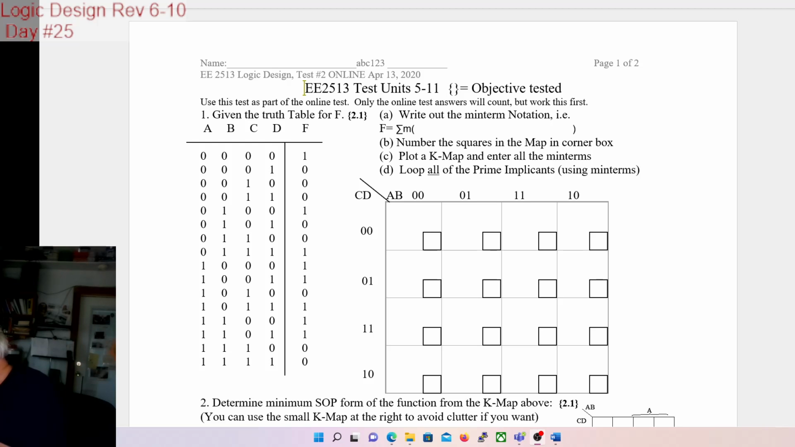So we have 2 groups with 4 boxes, the row here, and we'll call that C prime D prime. The group of 4, so that's going to be A because it's these 2 columns, and the top 2 rows C prime. So this is going to be A C prime. This group of 2 is going to be A B prime D. The C term drops. And then finally, this is going to be A prime B C D.